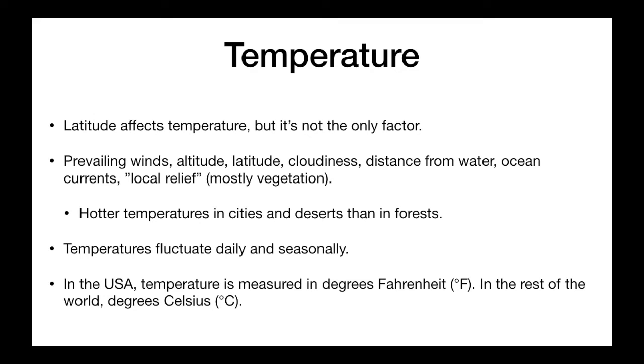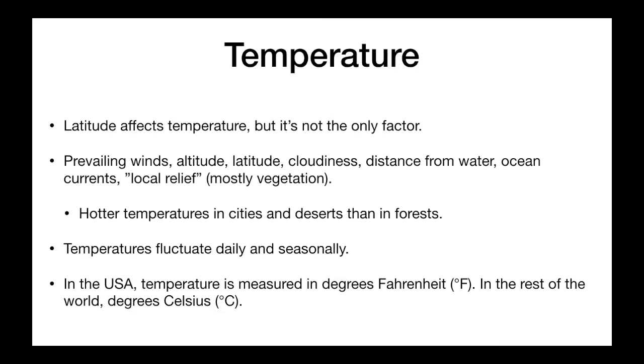You have to look at ocean currents. Do you have a current near you? Is it a warm current? Is it a cold current? And then one of the other factors that you look at with temperature is called local relief, which mostly involves how much vegetation or how many plants, trees, grasses, bushes do you have nearby.